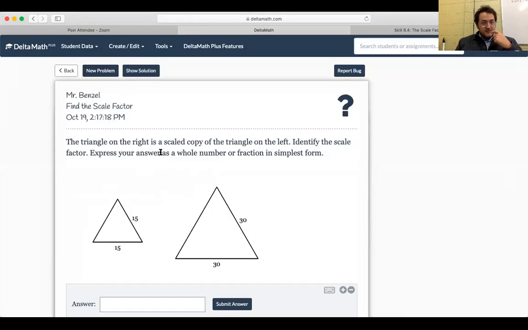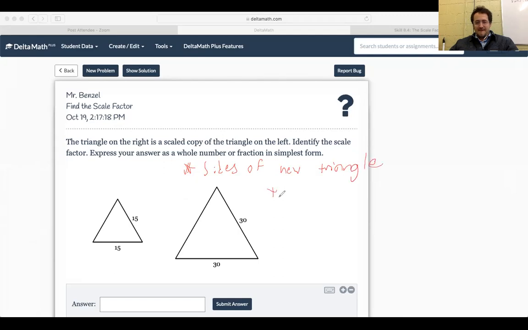Let's look at another problem here. It says scaled copy, identify the scale factor. Now this one, maybe somebody who's pretty quick may make the keen observation and say, oh, what do I need to multiply? And we may observe that the sides of the new triangle are twice as big as the sides of the old triangle. So if you thought about it that way and it was readily available for you to see, this is another way that you could think about it. So it would just be 2.